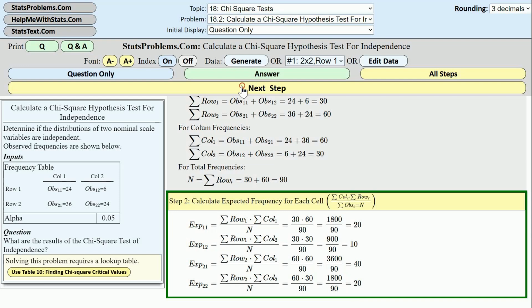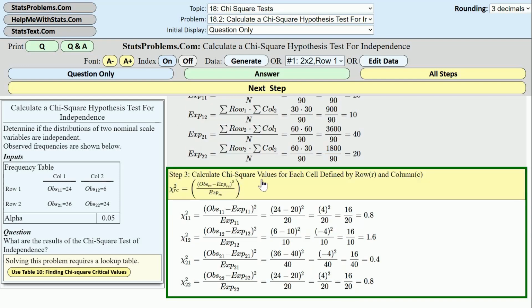In step 3, we calculate the chi-square values for each cell, defined by the row, R, and column, C. The chi-square value for a cell RC is the observed frequency RC, minus the expected frequency RC, squared, divided by the expected frequency RC. For cell 11, the chi-square value is the observed frequency 11 minus the expected frequency 11, squared, divided by the expected frequency 11.